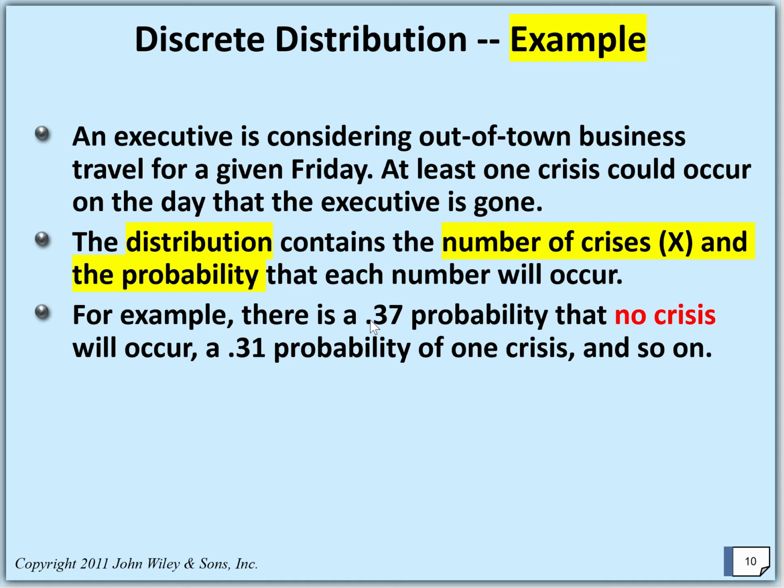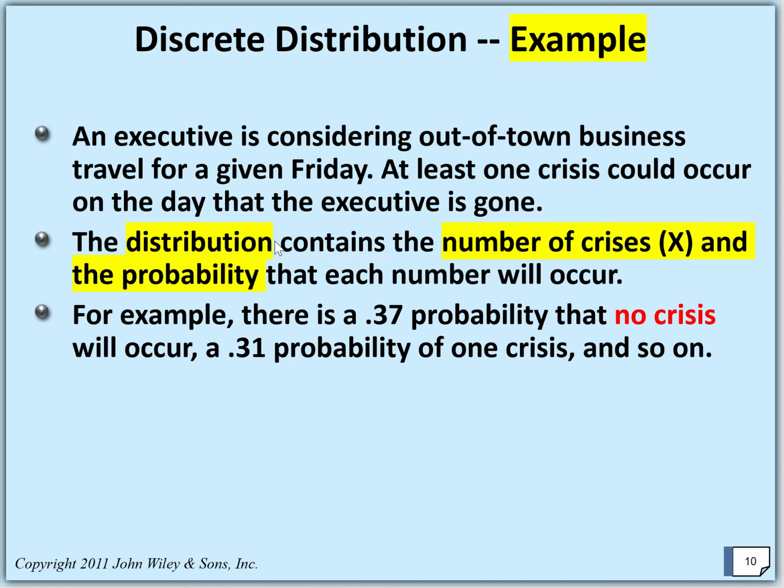An executive is considering out-of-town business travel for a given Friday. Now that executive is the one who does all the crisis management in the office. So if something goes wrong, the manager takes care of that crisis. And he is afraid that when he's gone or she's gone, what is the probability that a crisis will occur? So at least one crisis could occur on the day that the executive is gone.